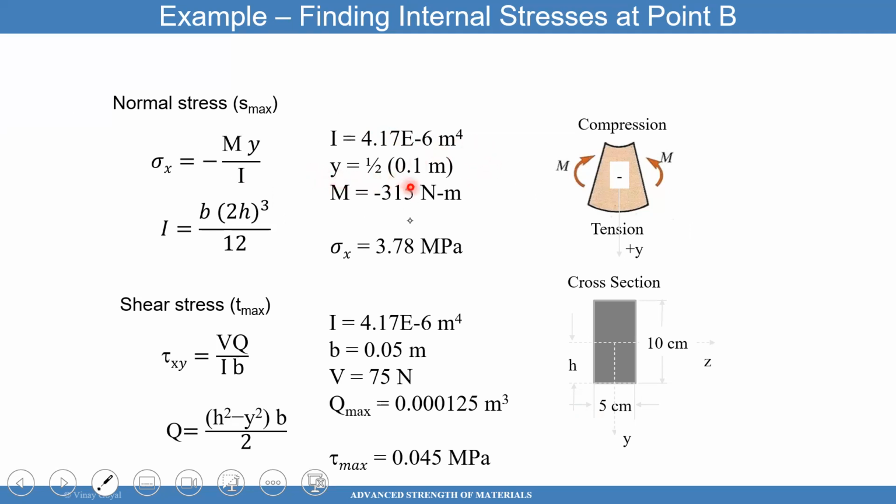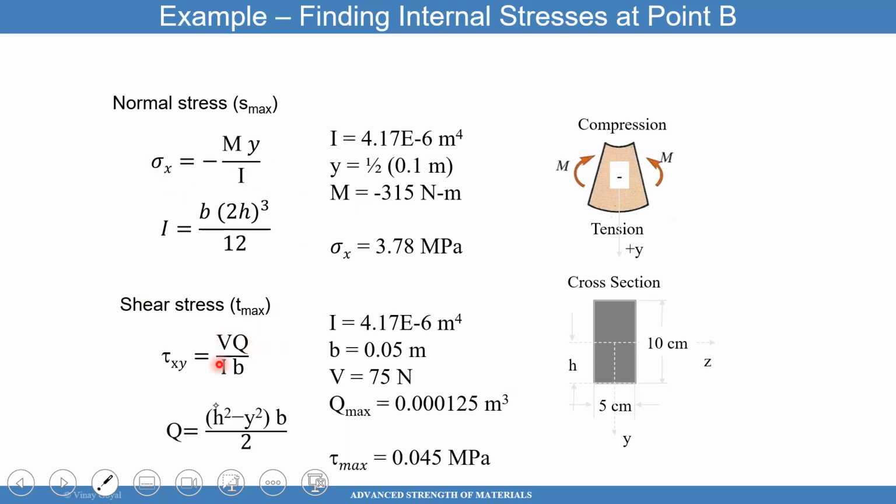But that's okay. y equals 1/2 times 0.1 meter, because you need to calculate the farthest distance away from the neutral axis. The neutral axis is here. So half the distance of h, you have to calculate what is the farthest distance from the neutral axis. So that's 5 centimeters. So plug that in, you get 0.5 meters, I guess. I'm concerned I made a mistake, actually. You check it at home. And then the moment is 315. So there you go. You know the stress.